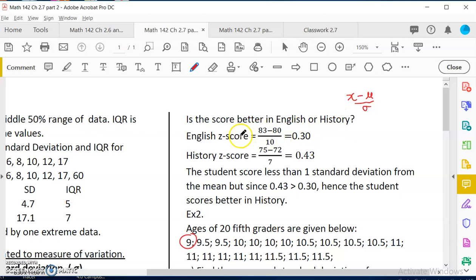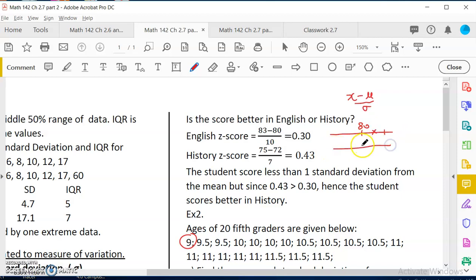So you do it for English. The z-score of English is 83 minus 80 divided by 10, which is 0.3. For history, it's 75 minus 72, also 3 on top, but your standard deviation is smaller, it's 7, so it's 0.43. So for the English score, the mean is 80, and 83 is less than 1 tick mark, it's 0.3 tick mark, right?